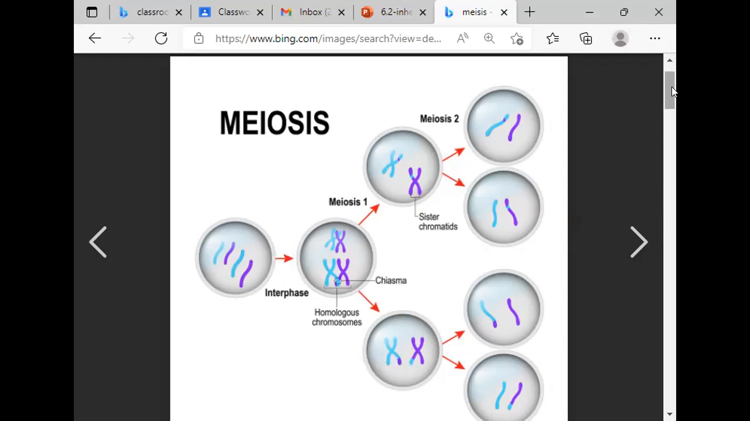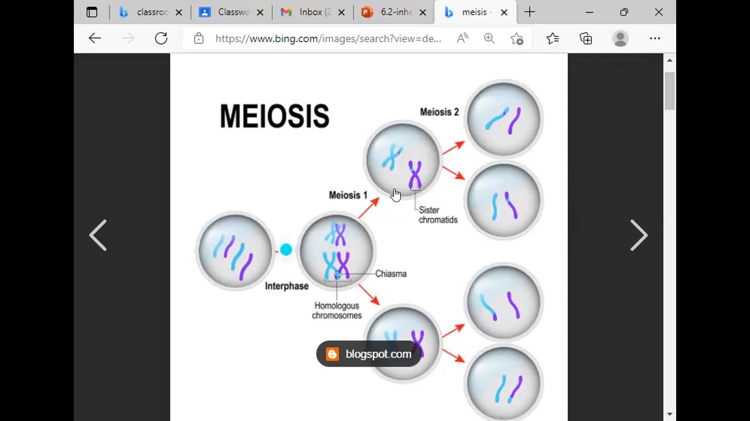If they independently and randomly assort, what does it do in terms of diversity? Genetic diversity, increase or decrease? Increases it.